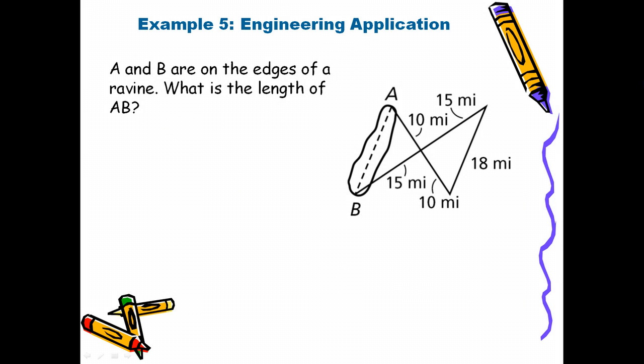Let's look at an engineering application. A and B are on the edges of a ravine. What is the length of AB?